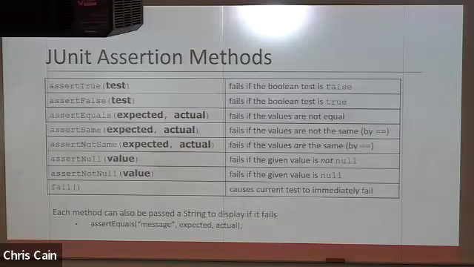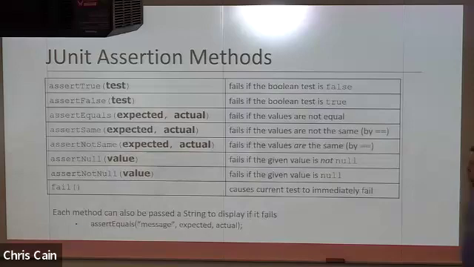Assert false is exactly the opposite. It will run the test and it will succeed if the result of that test is false and will fail if the result of that test is true. So you're expecting the value of that test to be false. If it is not false, then the test fails. So just negation, a little bit of double negative in there.